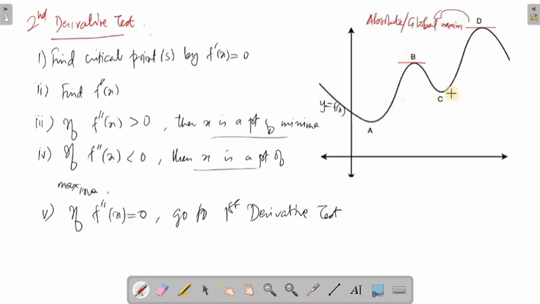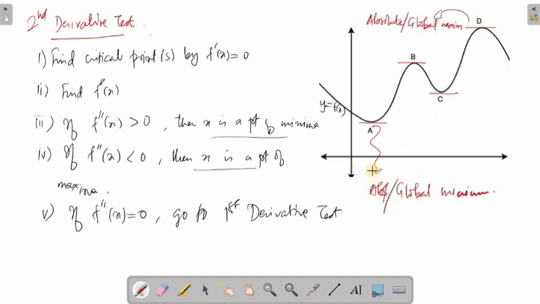Now here this is also a minimum, this is also a minimum. Among these two, the minimum is this one, point A. So this is called the absolute or global minimum. I hope this is clear to you. You have to keep this in mind.